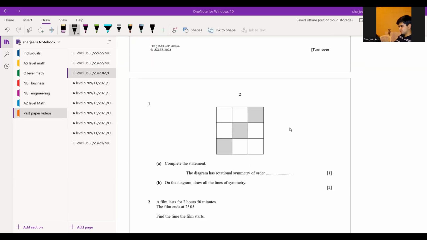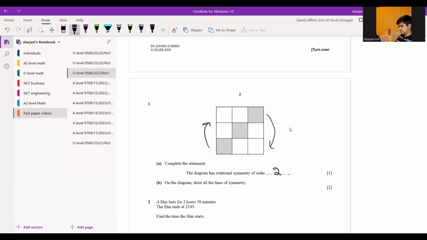In question number 1, we have to find the rotational symmetry of the given diagram. We have to find the order. Symmetry is about when the same shape will repeat itself. So you have to rotate it twice to get the same shape again. So its order should be 2.